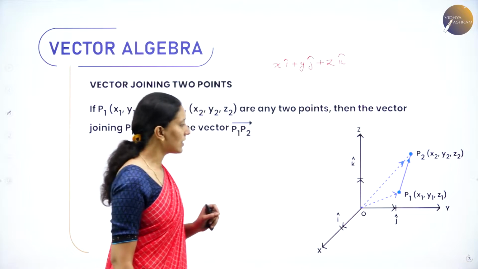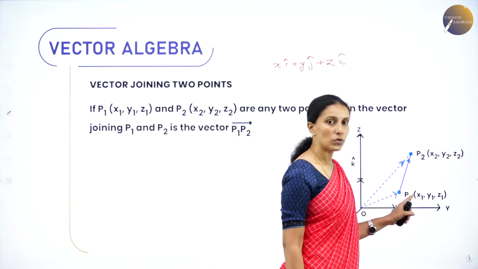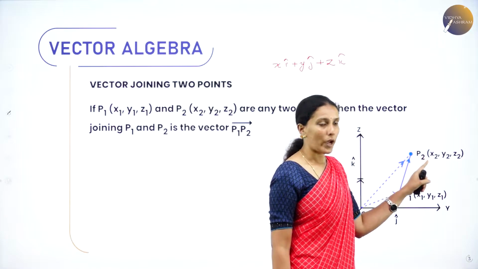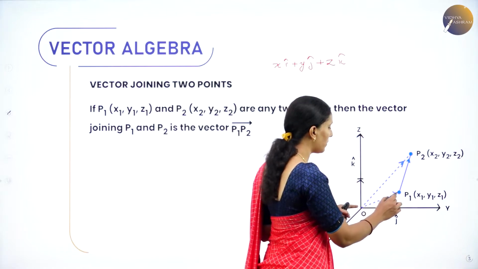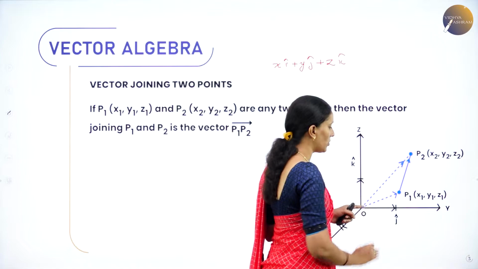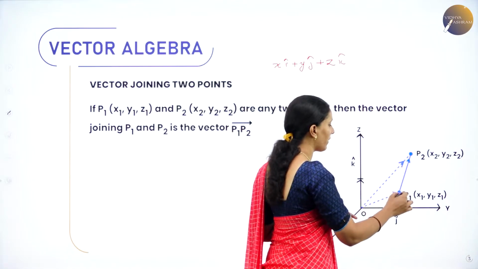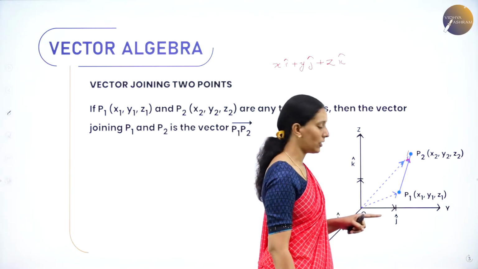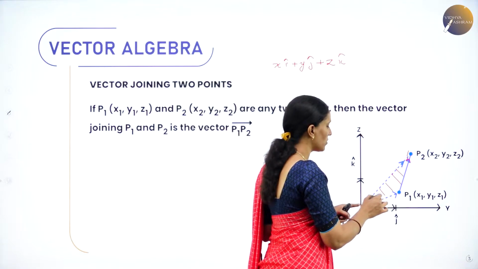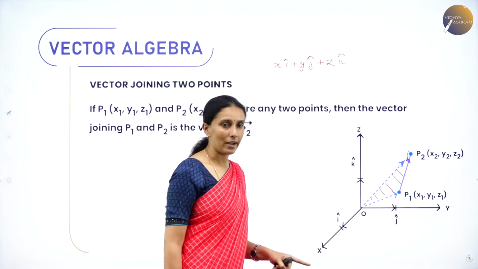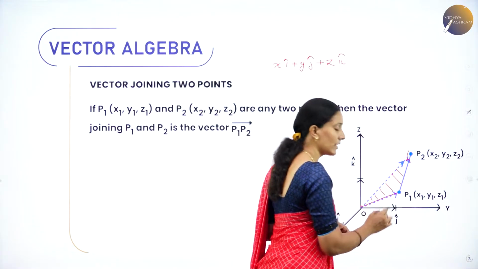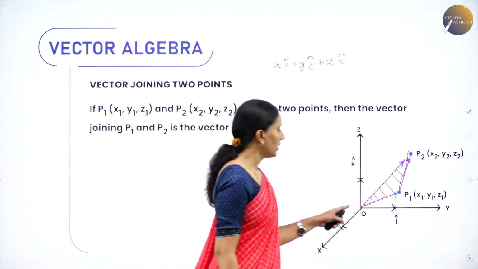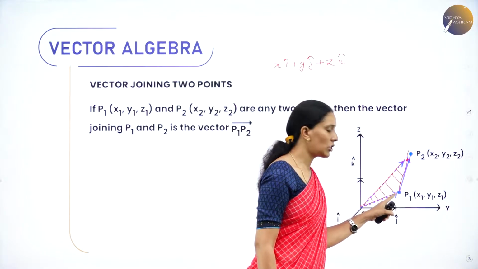So here I have considered 2 points, point P1 whose coordinates are x1, y1, z1, and point P2 whose coordinates are x2, y2, z2. Now see here, I have drawn the position vectors OP1 and OP2. So I am taking the vector from P1 to P2. This arrow mark indicates the vector P1 to P2. Now from the triangular law of addition, you can see here this is a triangle. So how are we going to add the vectors? If this is vector A, this is vector B, then this gives you vector C. So the terminal point and the initial point must coincide.